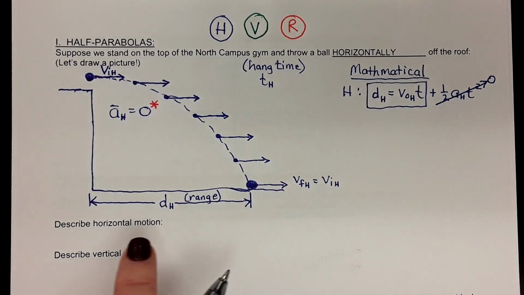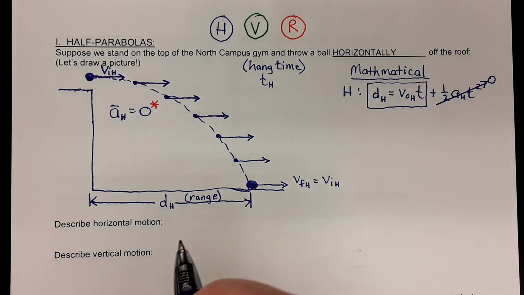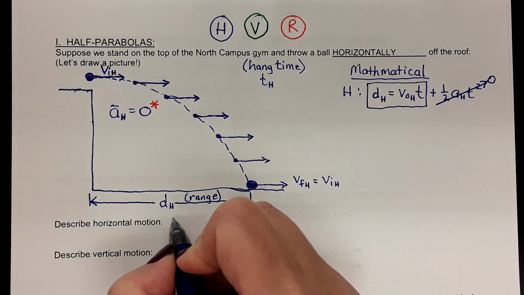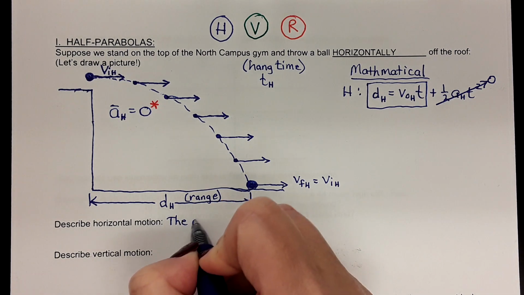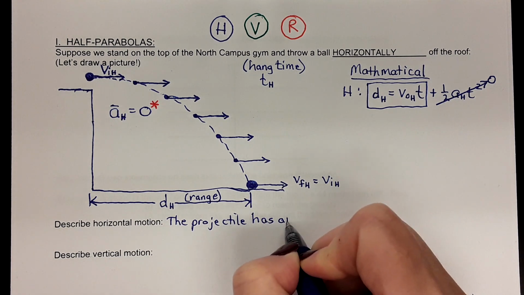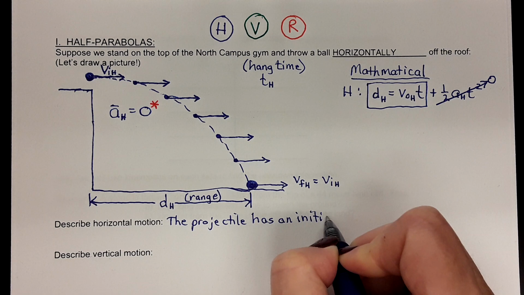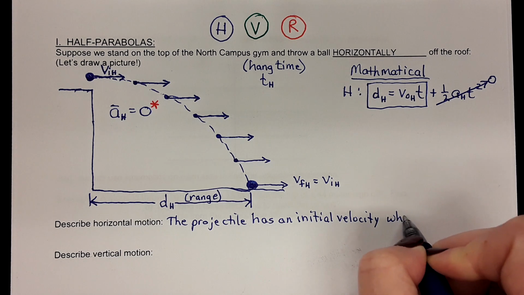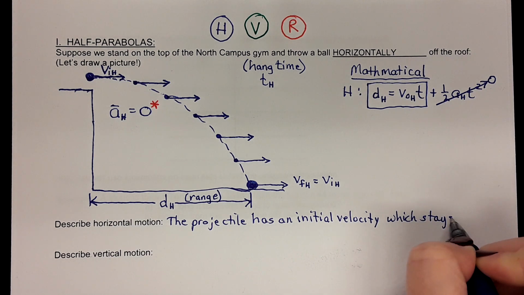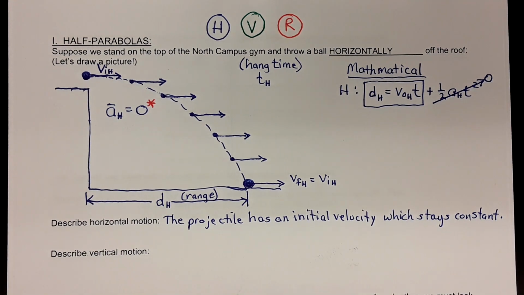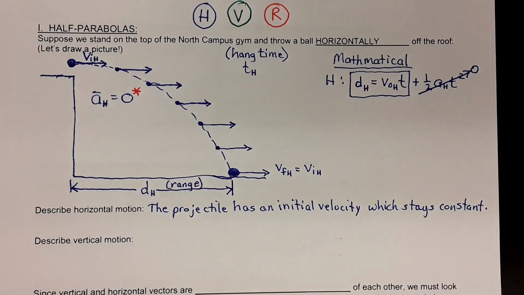Now, let's take this and describe it in English, verbally. What do we know the projectile does? Well, remember, it's a case 2. So we can say the projectile has an initial velocity which stays constant. No acceleration, right? Now that wasn't too bad, is it? The horizontal motion is always simple.